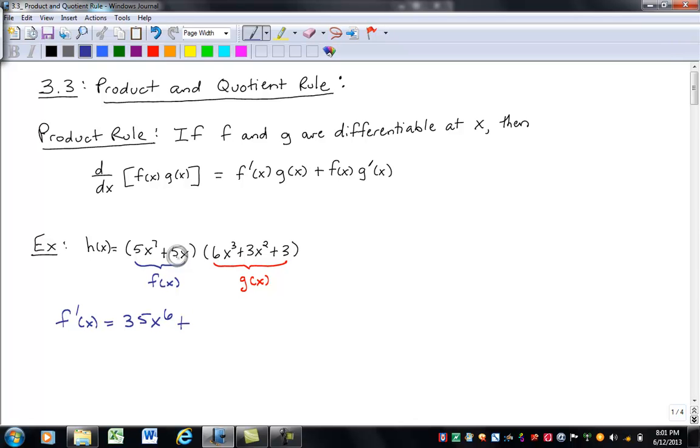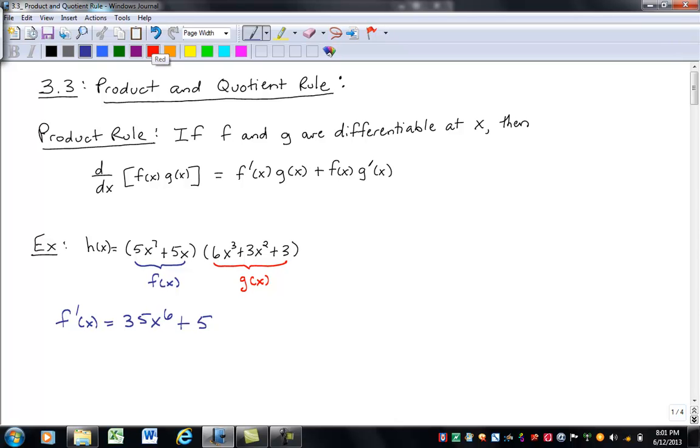plus the derivative of 5x. The derivative of x turns out to be 1 times x to the 0. And x to the 0 is just the number 1. So the derivative of x is just 1, so that becomes 5. The derivative of 5x becomes the number 5.